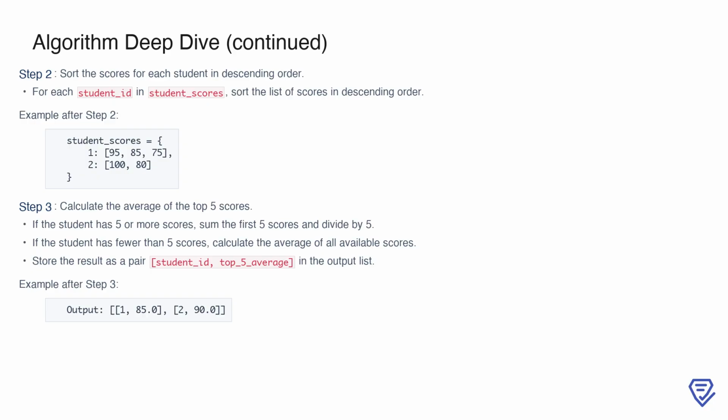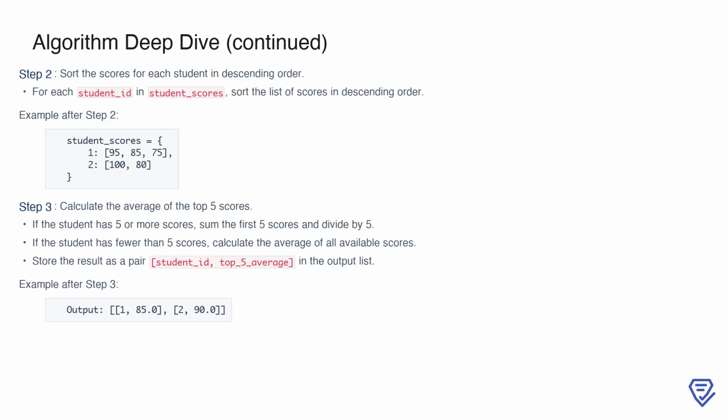After sorting, we calculate the average of the top 5 scores. If a student has 5 or more scores, we sum the first 5 scores and divide by 5. If a student has fewer than 5 scores, we calculate the average of all their scores. The result for each student is stored as a pair in the output list.